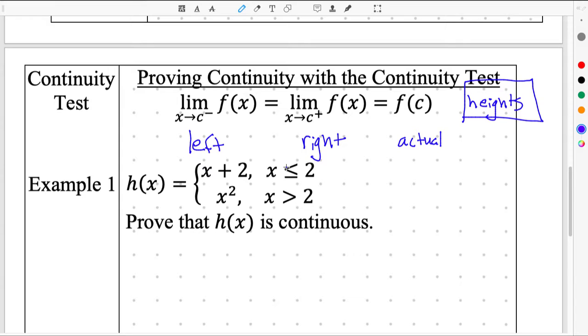That's the continuity test. What did that say? And you'll have to remember this definition. When you actually write down your proof, you have to write down this thing. The limit as x approaches this point from the left equals the limit as x approaches that other point from the right is equal to the actual height of that point. You'll have to memorize this symbolic definition.